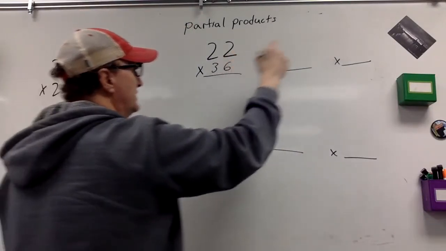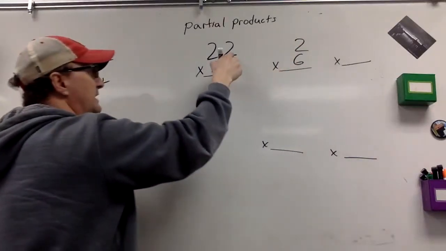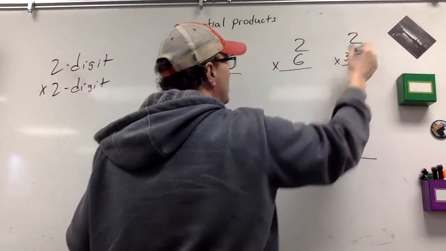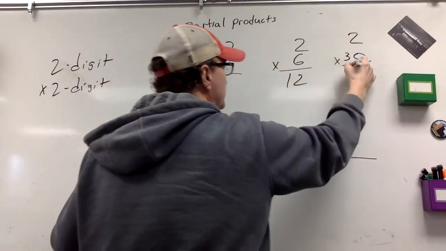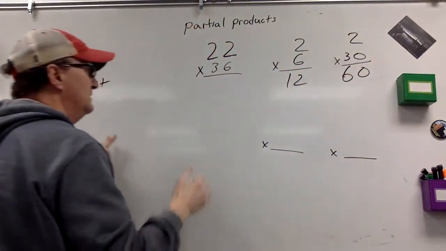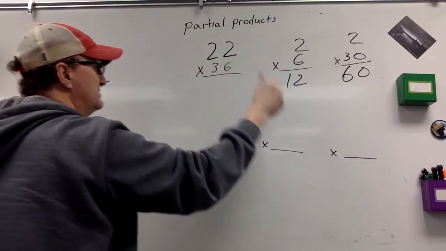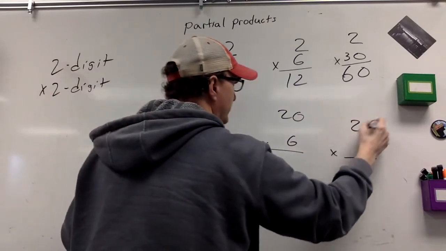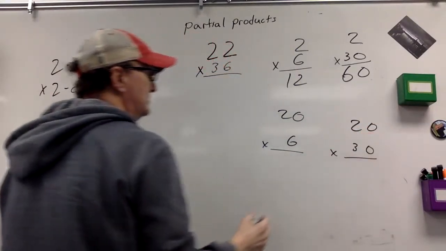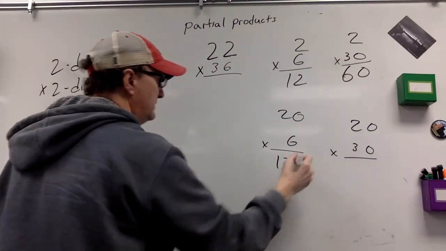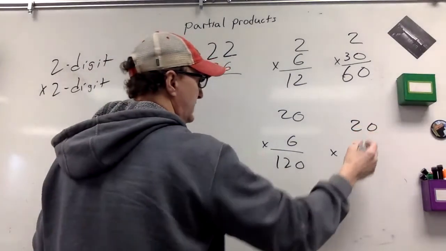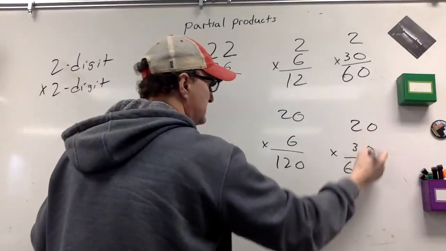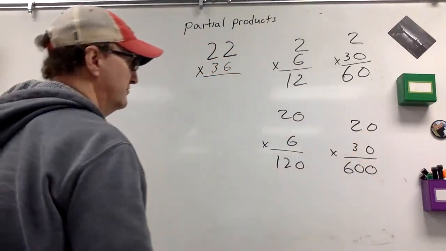We got 2 times 6. And then we got 2 times 30, not 2 times 3, 2 times 30. 2 times 6 is 12, 2 times 30 is 60. And now we've got 20 times 6, and we've got 20 times 30, not 3, 30. 20 times 6 is 120. 20 times 30, let's use our basic fact. 2 times 3 is 6. 0 in the tens, 0 in the ones. So those are 4 partial products.